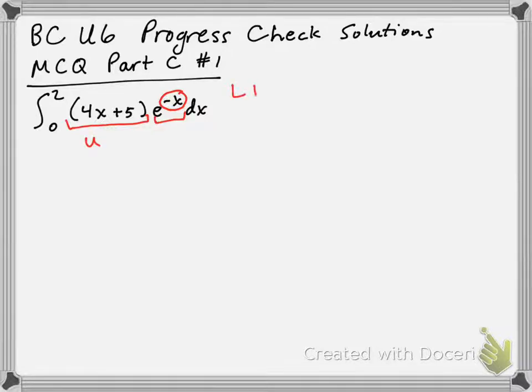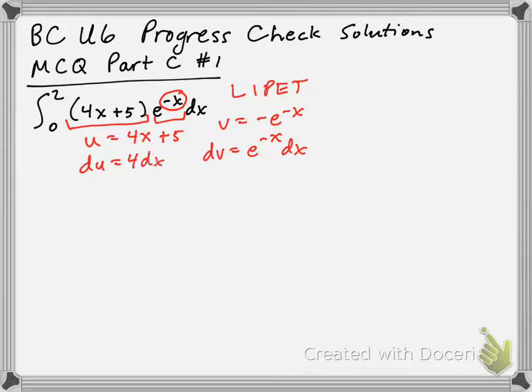And remember LIPET. LIPET says that we're going to take this polynomial function and let that be equal to u, the P before the E. So 4x plus 5 is our polynomial function. And then our dv, of course, is the rest: e to the negative x dx. Then our antiderivative of e to the negative x would be negative e to the negative x, and the derivative of 4x plus 5 would just be 4 dx.